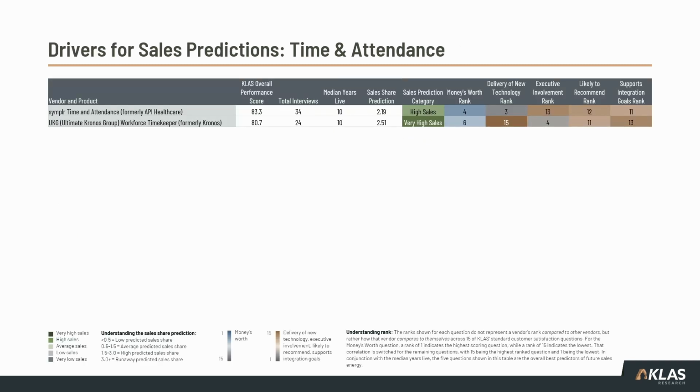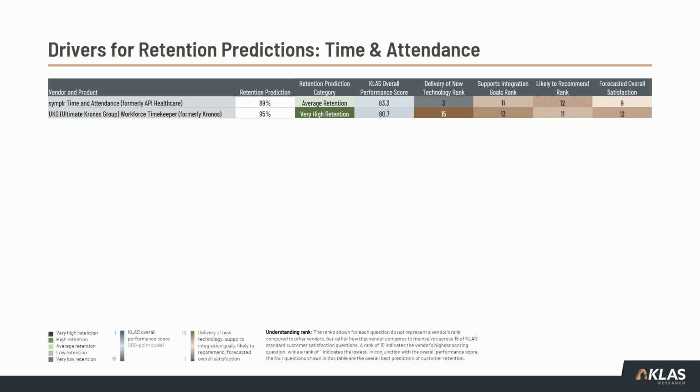So when we look into that a little bit closer, as you can see here, both of their likely to recommend scores are really high along with their integration scores. Something interesting to note is that Simpler has a significantly lower delivery of new technology ranking. And then when we switch over to the retention predictions, UKG has a much higher prediction for their retention. As you can see, their delivery of new technology rank is significantly higher than Simpler. And they also have a higher ranking for integration and their forecasted overall satisfaction. Interesting.